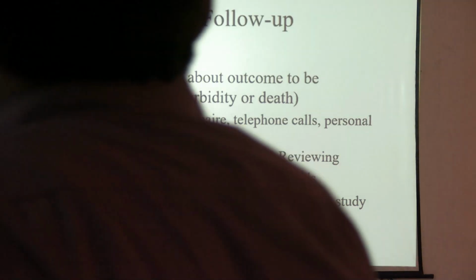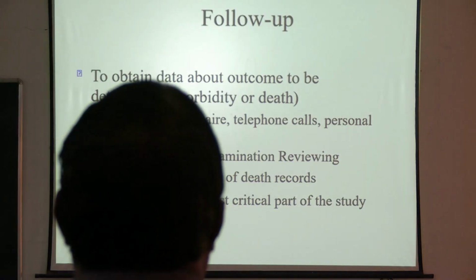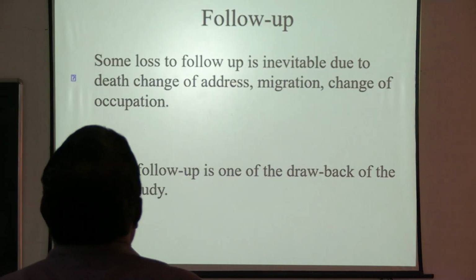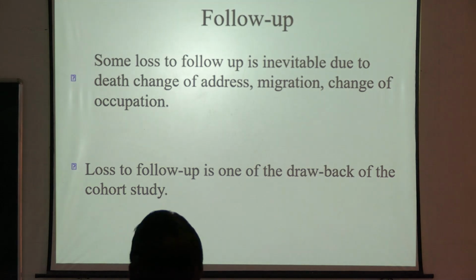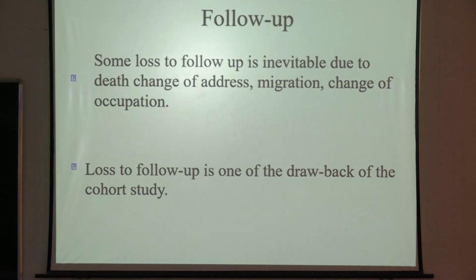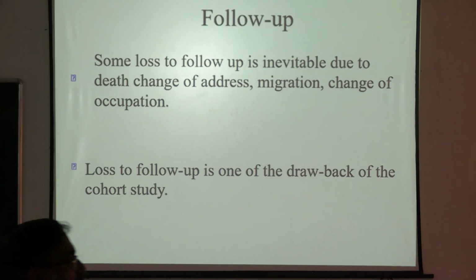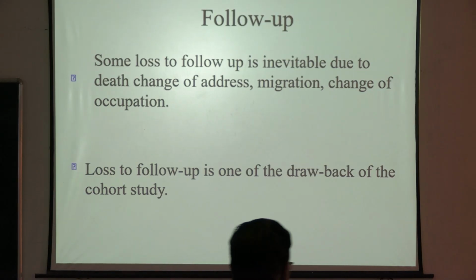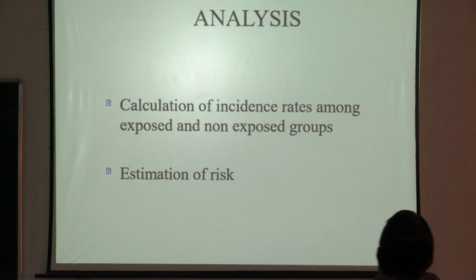So the biggest problem is follow-up. You will get people who have changed their address, their migration, change of occupation. Loss to follow-up is the main problem with cohort study. People have moved. After 5 years, you've shifted to some other state, some other country. The loss to follow-up is one of the biggest drawbacks.